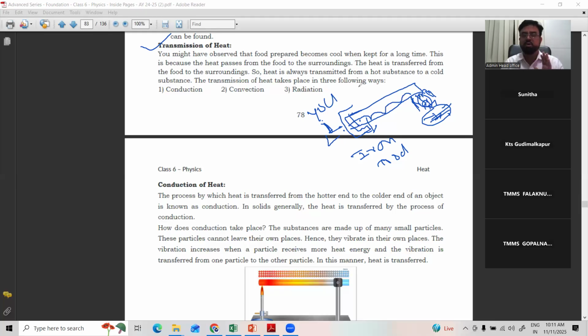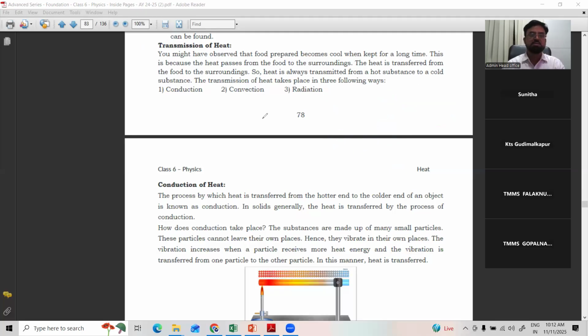Transmission is nothing but transfer. How heat transfers from one point to another point. We are saying now, when two bodies of different temperatures are kept together, heat transfers from the hot body to the cold body. How does it transfer? There is a method. That method is called transmission of heat. So this takes place by modes. There are three modes of transmission of heat. For example, you can see.